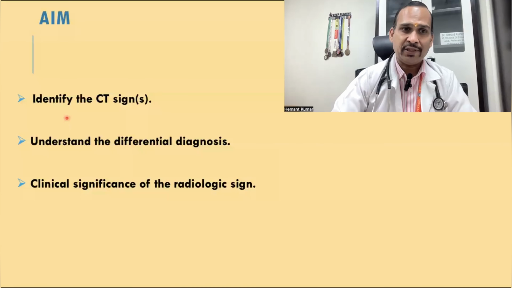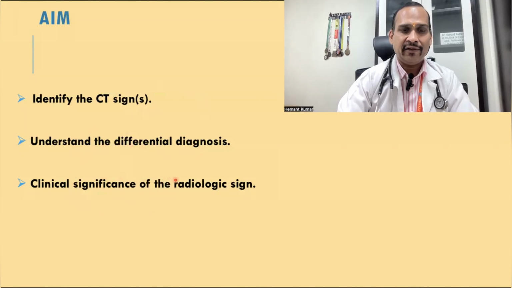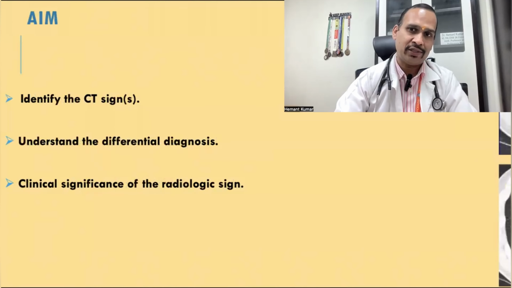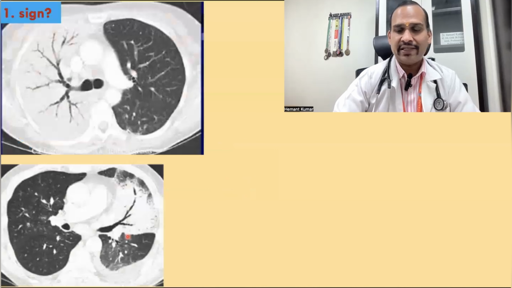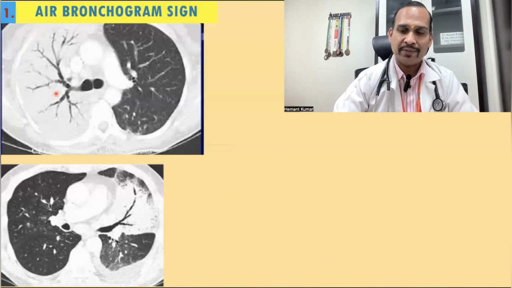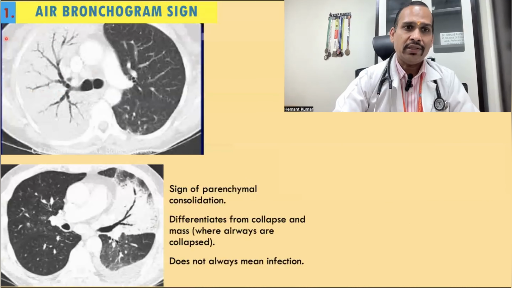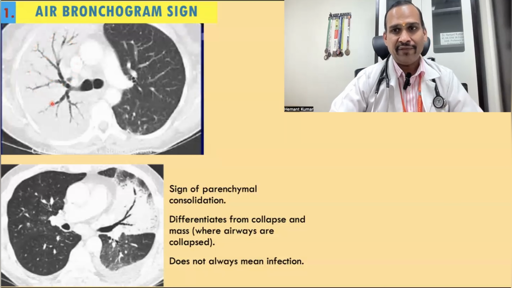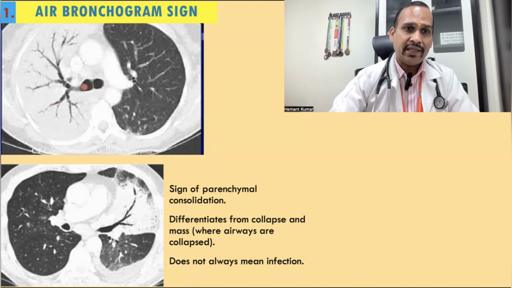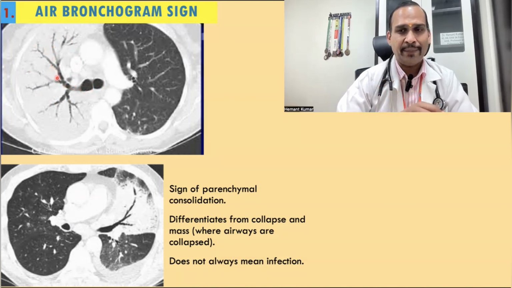Our aim of this presentation is to identify the CT scan sign, to understand differential diagnosis, and of course the clinical significance of that radiological sign. So the first sign: you can see there is a black airway. This is the common air bronchogram sign. We all know this air bronchogram sign is formed because of alveolar filling. Whenever there is alveolar filling, the airway is patent. Patency means air-filled, which looks hyperlucent.